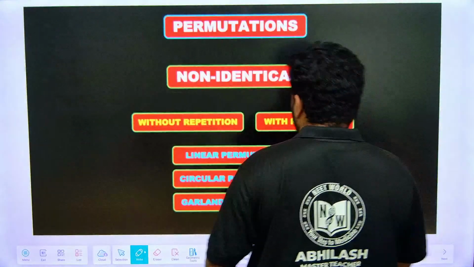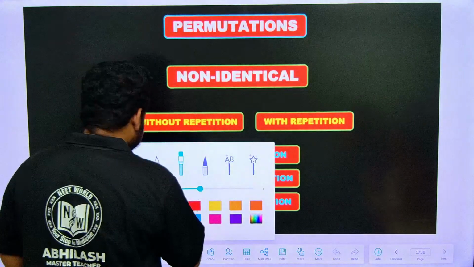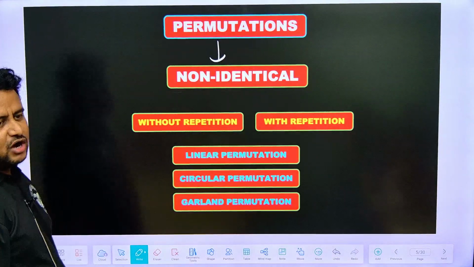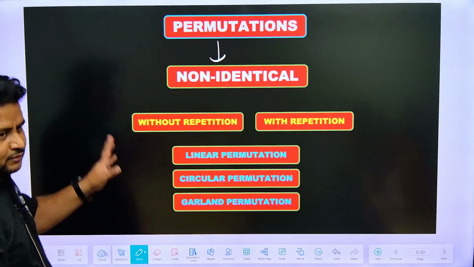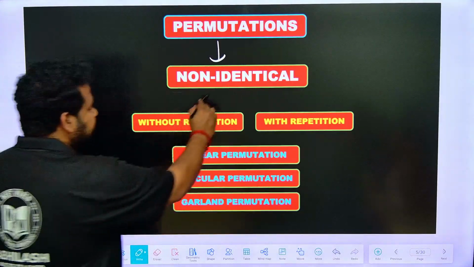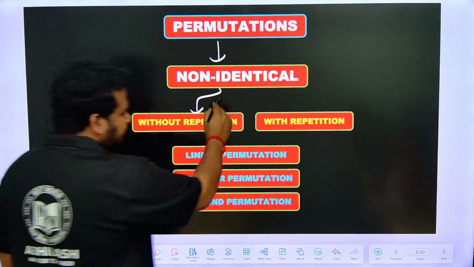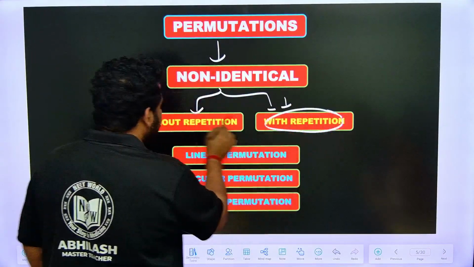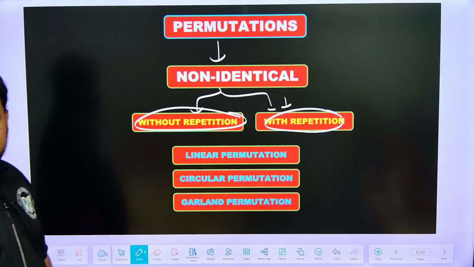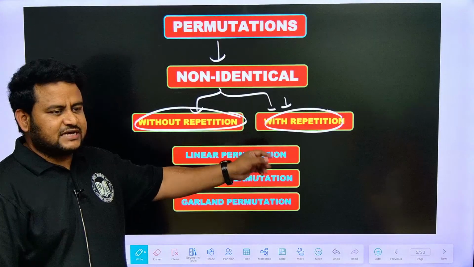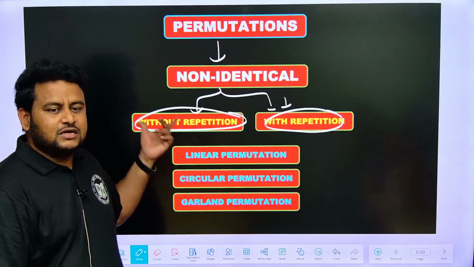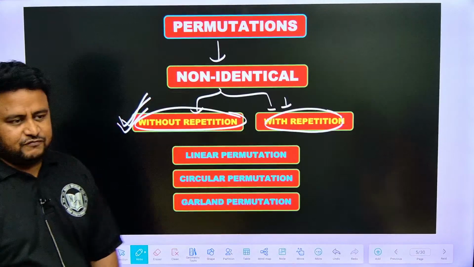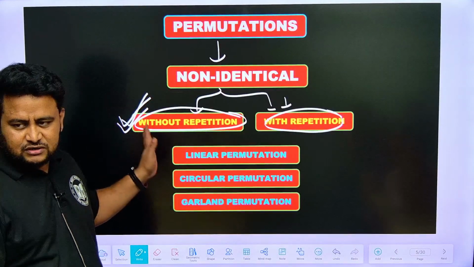Now, when it comes to permutation, we will mainly do non-identical things. What is non-identical? I will tell you. When it comes to non-identical things, mainly we will be doing permutations without repetition. With repetition questions also come, but they are fewer. With repetition means easy questions. Without repetition, questions are more. So you have to focus on without repetition when it comes to permutation.